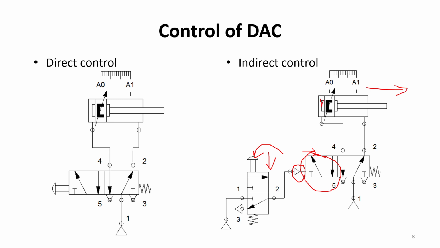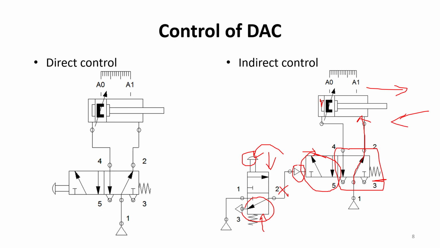And now if the push button is released, because of the spring force of this DCV, the normally closed position will be connected, which will cut off this air supply to the pilot port, which will make the spring of this DCV expand, and the right side actuation of the DCV will be connected, which now allows the air to enter from port number 1 to 2, causing the cylinder to retract.